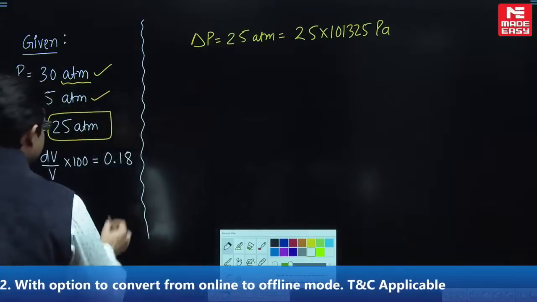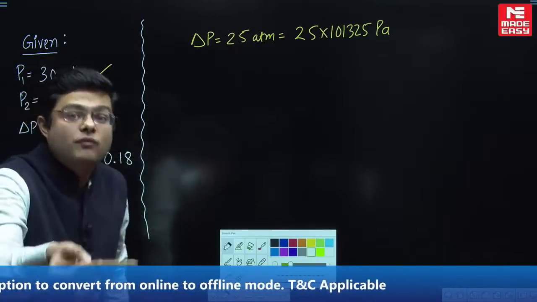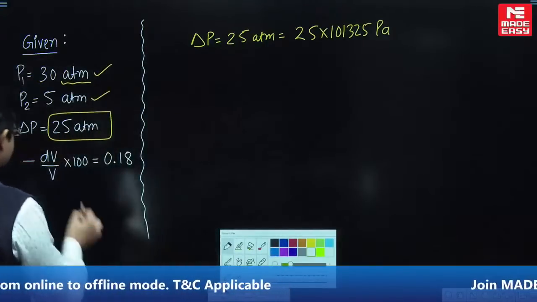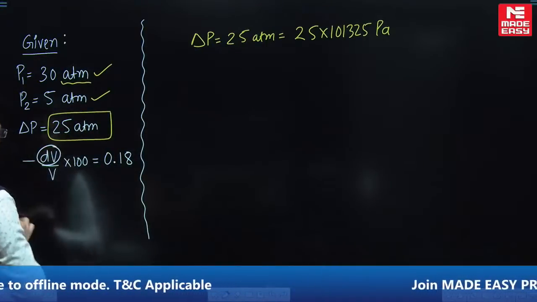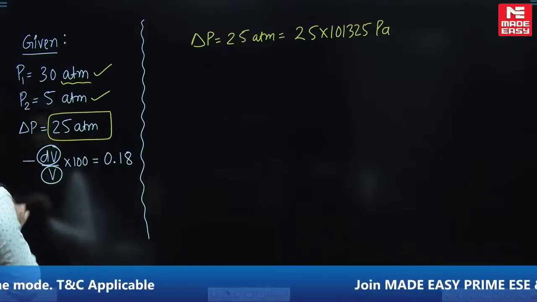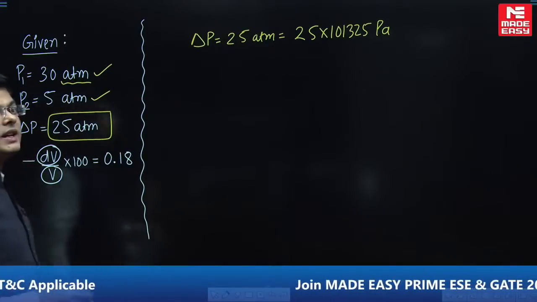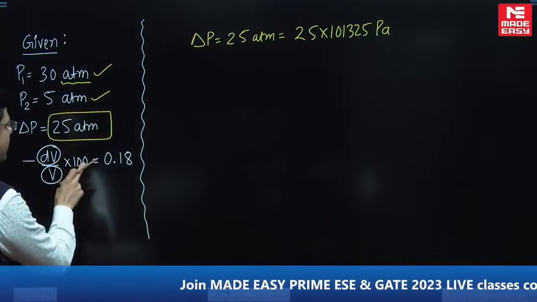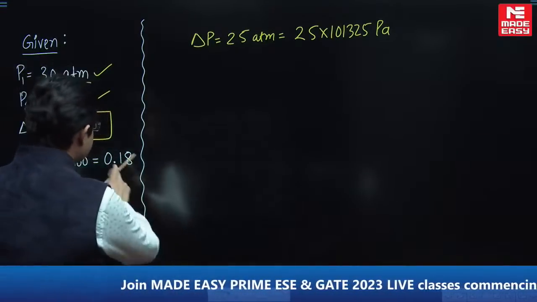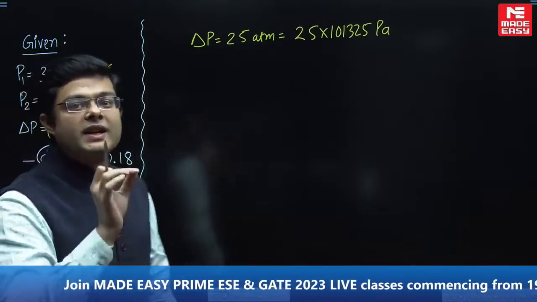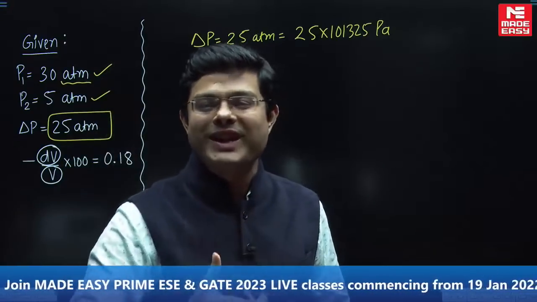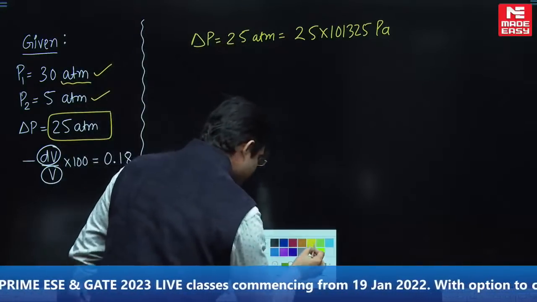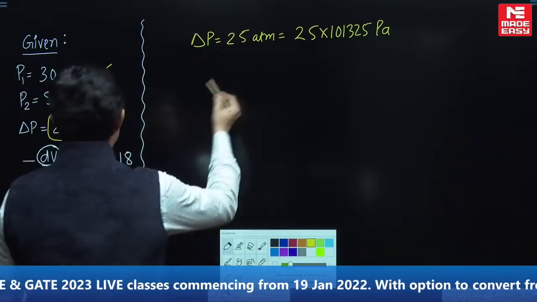And one more thing, the percentage decrease in volume is given. So how to write percentage decrease? Percentage decrease in volume is going to be change in volume by original volume. Why have I put a negative sign here? Because it is percentage decrease. So that's why with a minus sign, multiplied by 100, because it is percentage. So that is 0.18. We have started with a simple numerical. Slowly and steadily the beautiful numericals are going to come. So let us go.